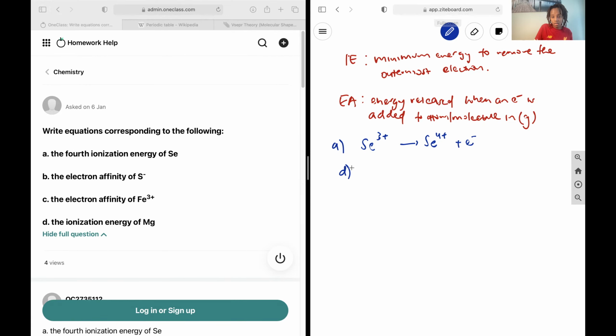Let's do D, since it's also asking for ionization energy. We asked for the ionization energy of magnesium, and it's just magnesium and not told what number of the ionization energy, and so we're just going to assume it's the first. And so we know that that would produce Mg+ plus an electron, and it's coming from Mg. Double check that the charges are balanced on both sides.